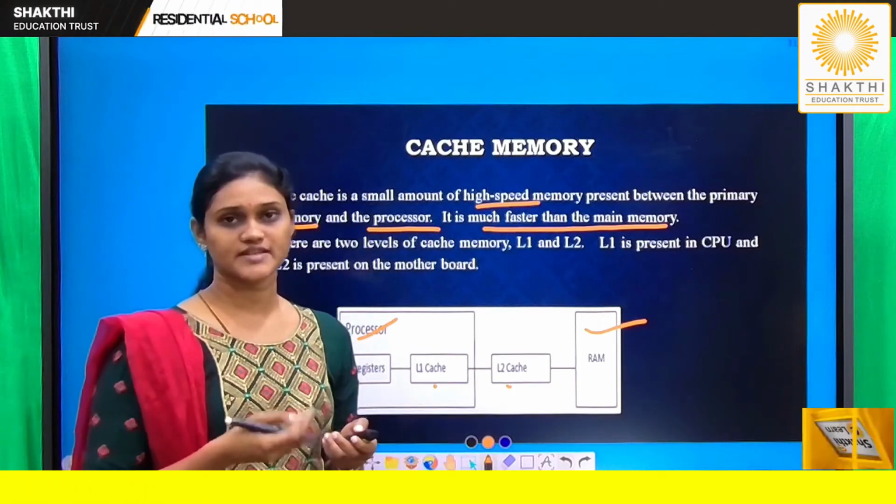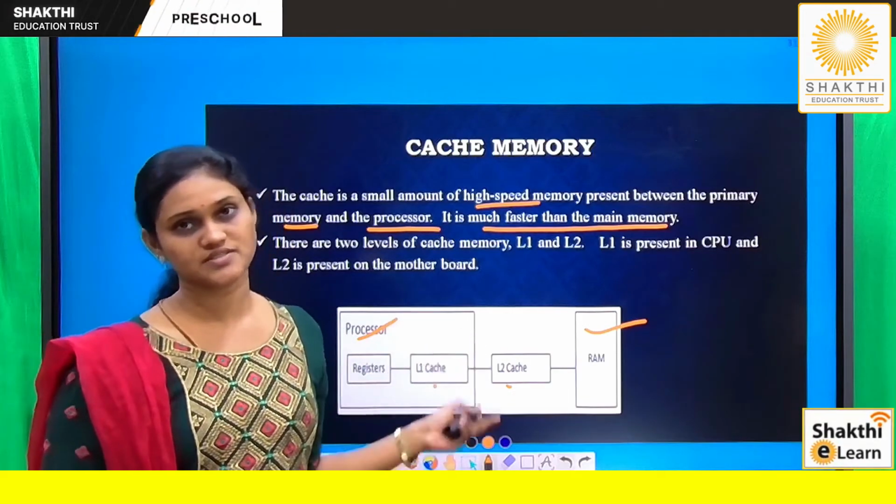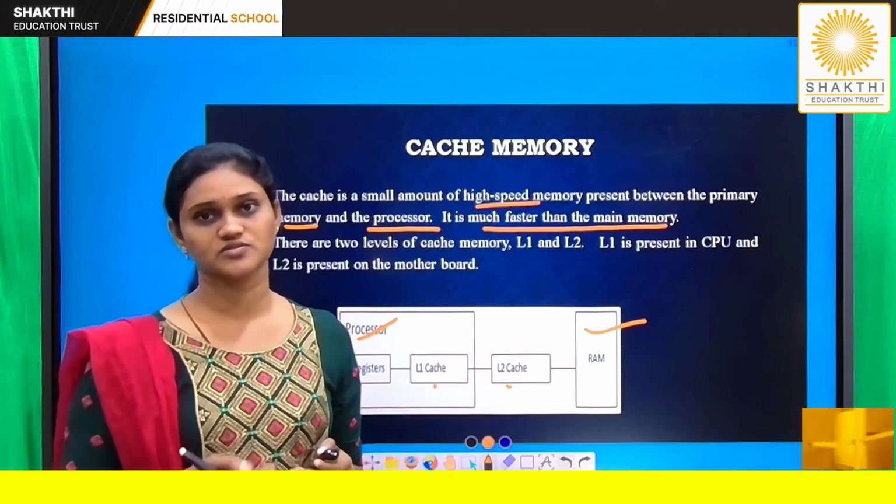And your second chapter, that is input, output and memory devices, consists of these topics. Hope you have understood the topic.